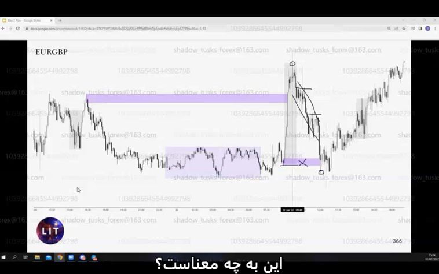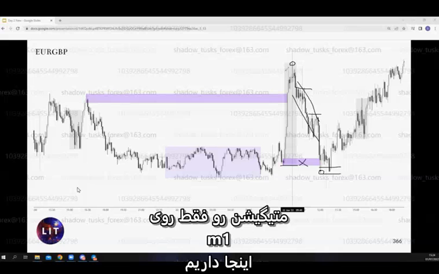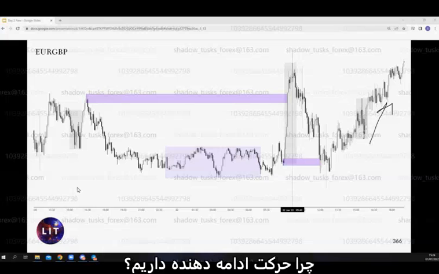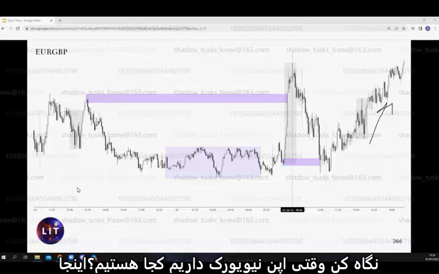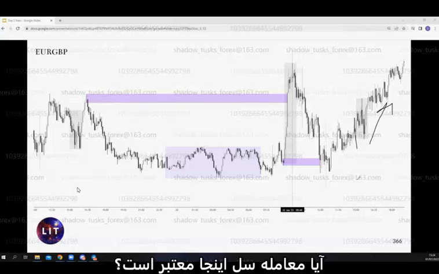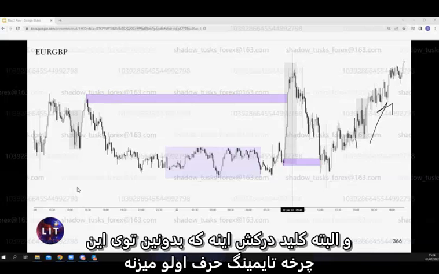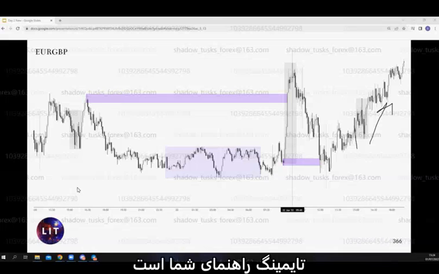What does that mean? Price induces low, you get mitigations on the 1M over here. Then what? New York becomes the continuation essentially. Why would it become the continuation? Look where we are when New York opens, right there. Is that valid to take a sell? No. So this is why, as you've been told, you're smarter than a clock. And key to understand, the prime cycle comes before timing, essentially. Timing is just a guide.